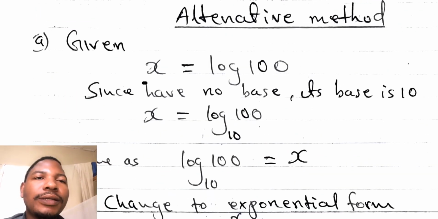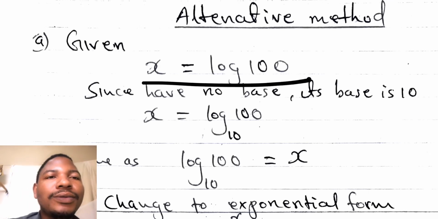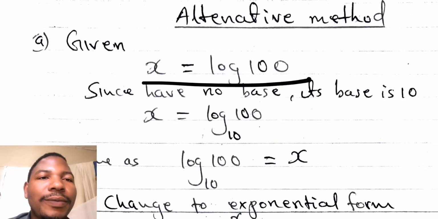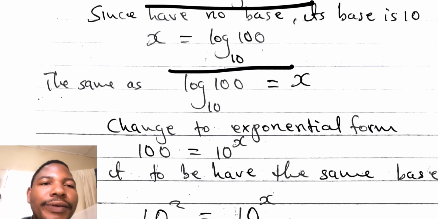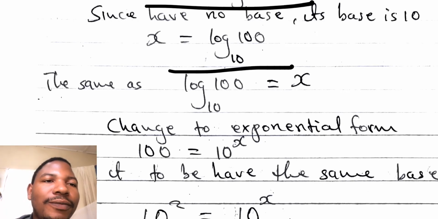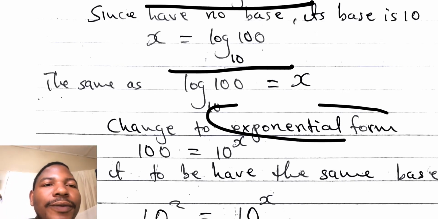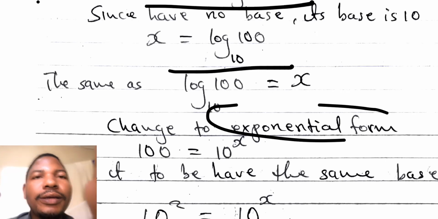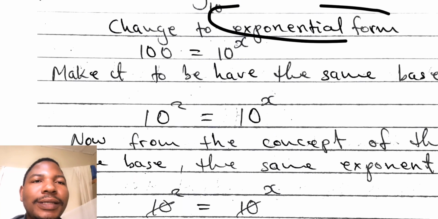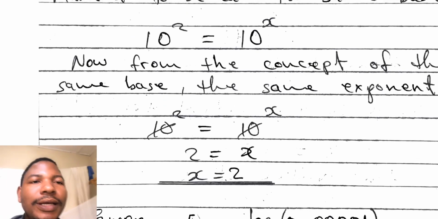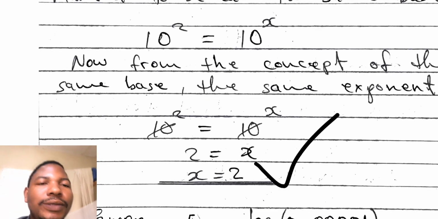It is given that x equals log 100. This doesn't have a base, that's why it is the same as base 10. Also, I can change this into exponential form. When you change, you get 100 equals 10 exponent x, but this 100 is the same as 10 squared. So 10 squared equals 10 exponent x. The same base, the same exponent. At the end of the day, you'll find that x equals 2.